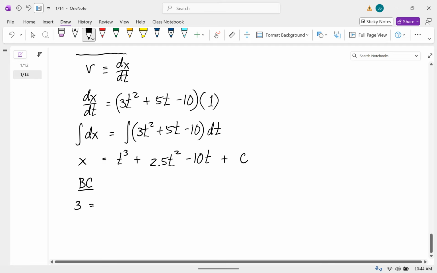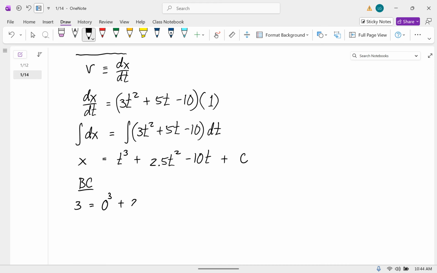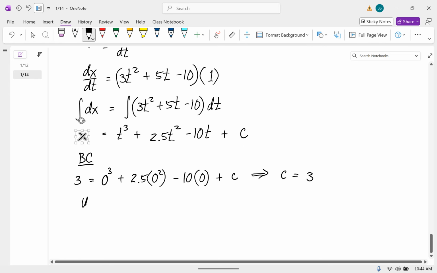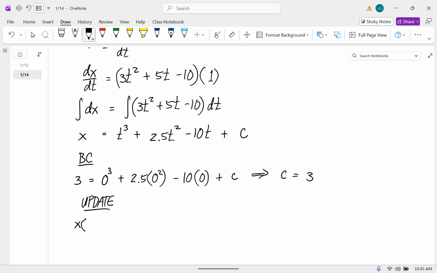So we have 3 is equal to 0 cubed plus 2.5 times 0 squared minus 10 times 0 plus c. And so c is equal to 3. And so then we'll update our function. And you get x as a function of time is equal to t cubed plus 2.5t squared minus 10t plus 3.